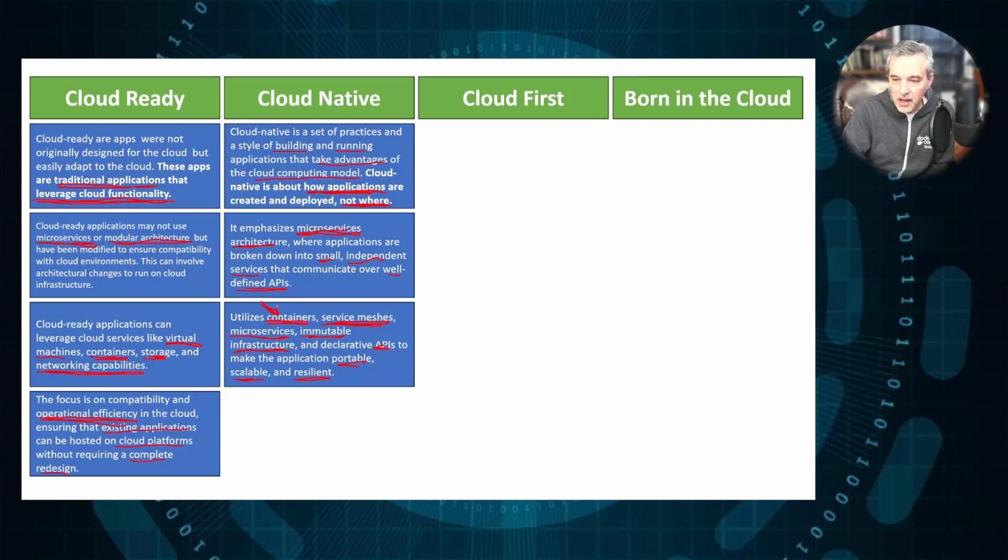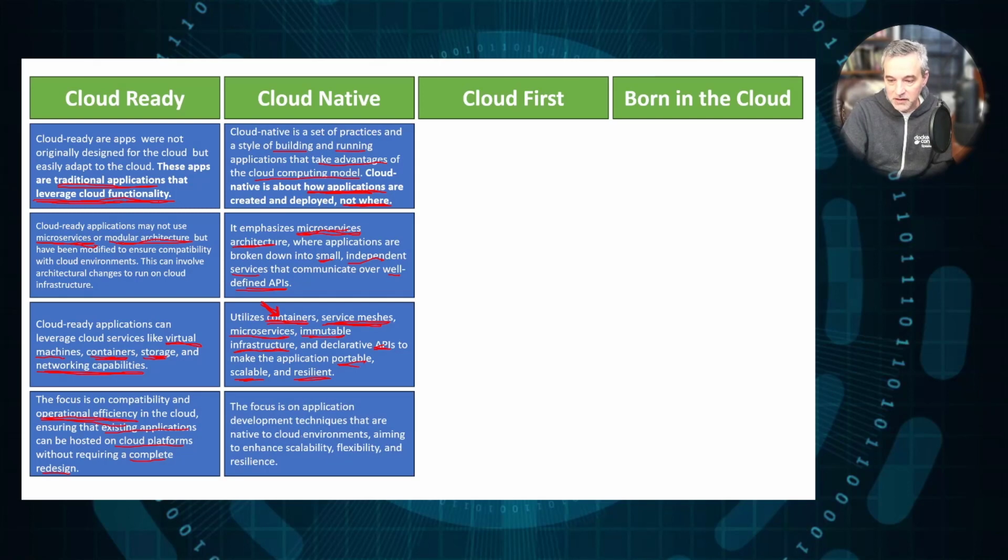in particular, because like we said, cloud native is not so much about the where, it's about the how. And so one of the technology choices that enable this is container technology, because container technology is cloud agnostic. It runs on prem, it runs in the cloud, and it enables all of these things regardless of the cloud that you choose. So the focus of this is on application development techniques and cloud environments aiming to enhance scalability, flexibility, and resilience at the core, rather than just the minimal effort that I need to get something in the cloud. Rather, this is trying to take full advantage of what you can do in the cloud.